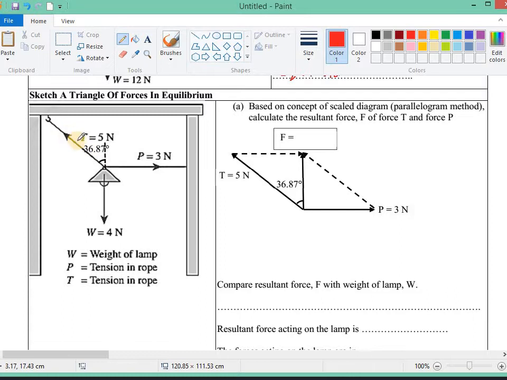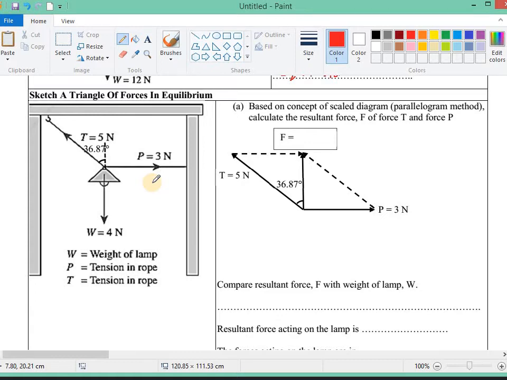One string pulls to the left side, 36.87 degrees to the left, and the tension is 5 Newton. And then there's another string pulling straight to the right. That means 90 degrees from the top, horizontally. And the tension is 3 Newton. Alright, so we have 3 forces acting on this lamp.